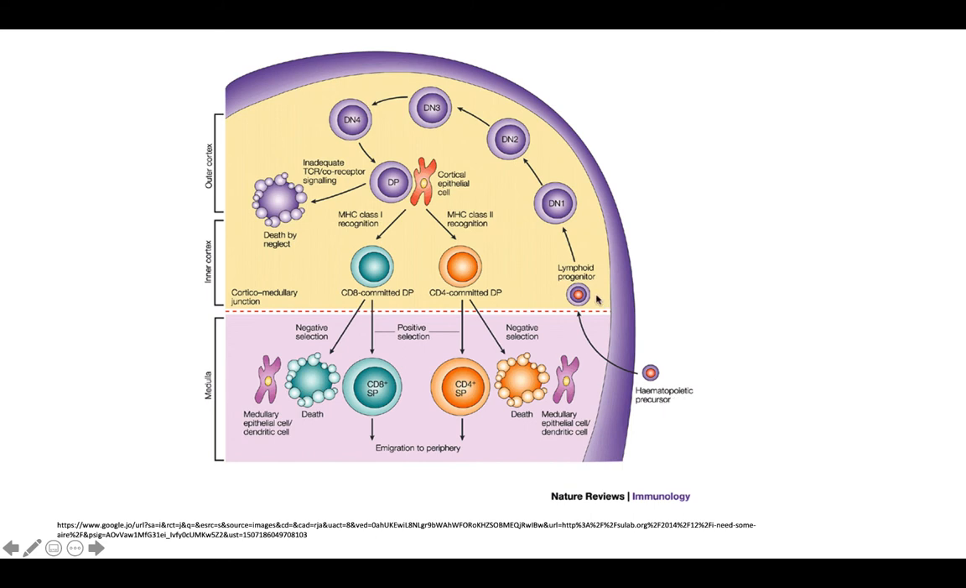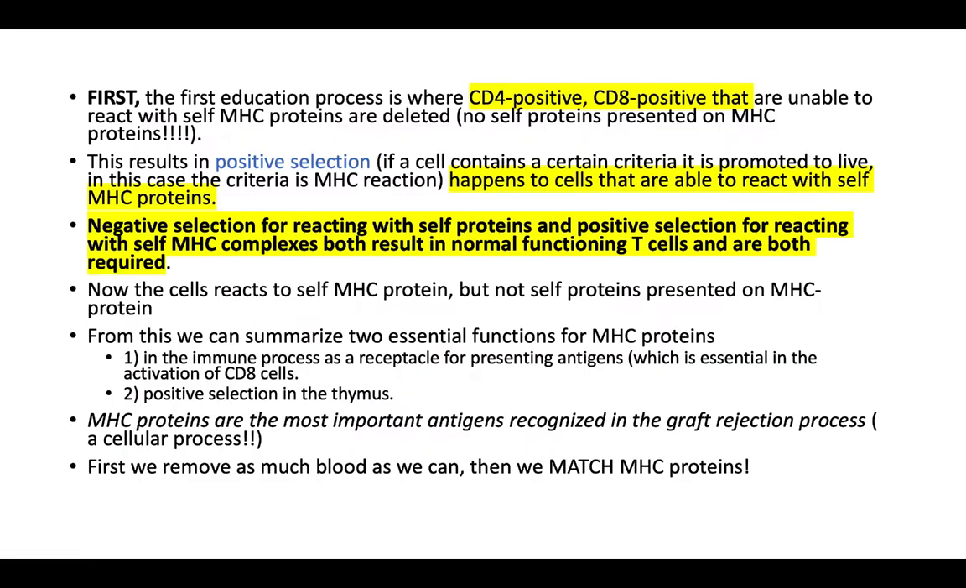The hematopoietic stem cell, lymphoid progenitor, and this تمشي بعدين inadequate T cell receptor signaling. MHC1 recognition بصير CD8 committed, MHC2 self شو اسمه CD4 committed. Can you recognize self? Negative selection, and then if you can't, then good, you emigrate to the periphery. So it's mostly the same. So هذا اللي حكينا كله.